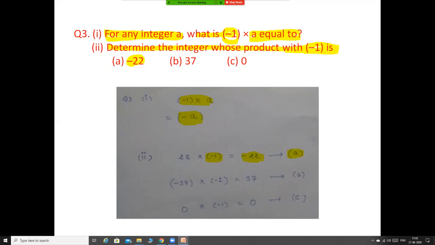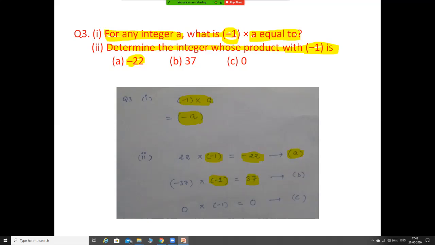Similarly, what should be multiplied with this minus 1 so that answer is plus 37 according to the question? So what should be multiplied? This should be minus 37. So this is the answer. Minus 37 is the answer.